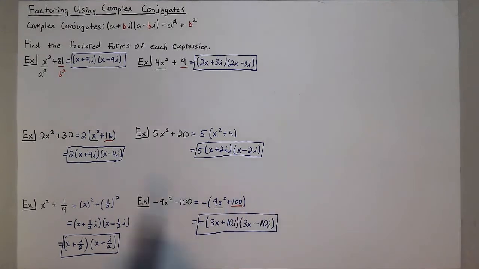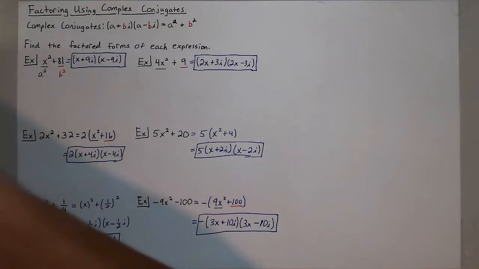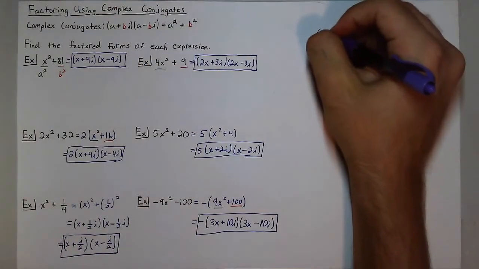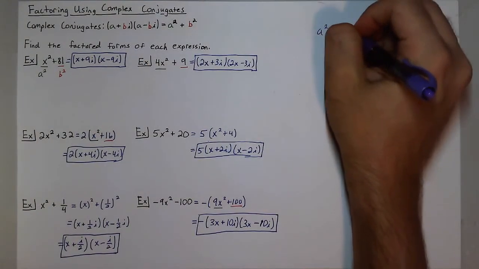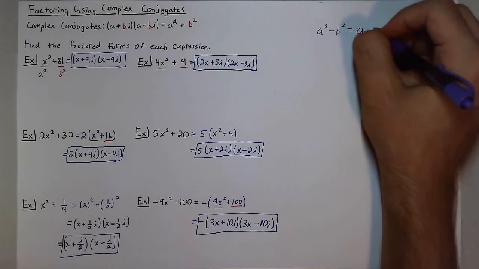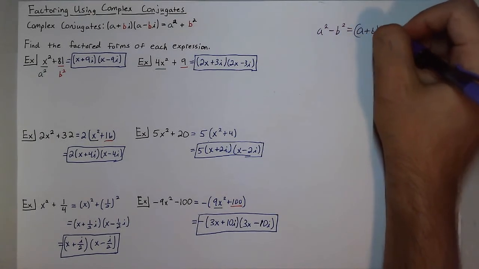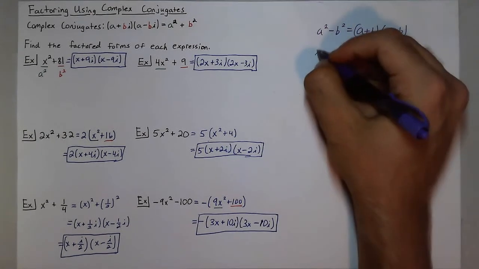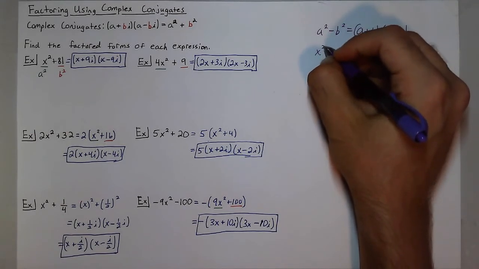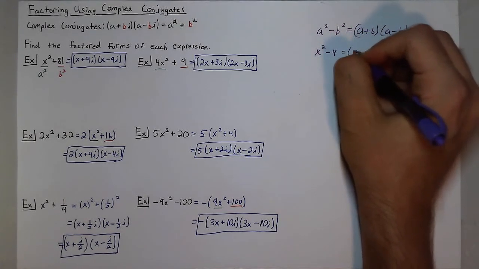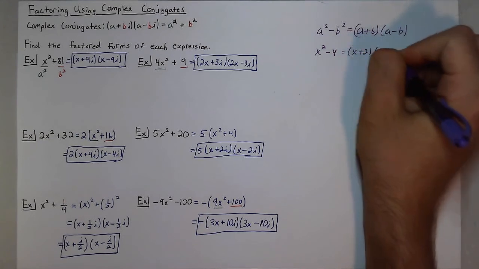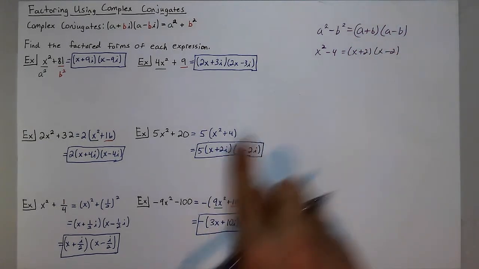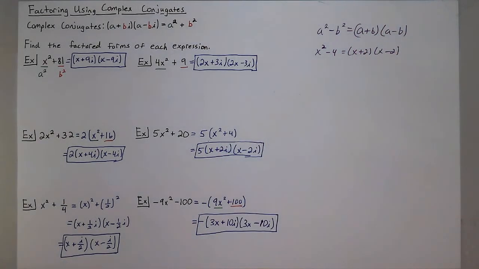So you'll see the similarity to difference of squares is that instead of having just a plus b times a minus b, like you would see with x squared minus 4 would be x plus 2 times x minus 2, we just now include an i in that factorization instead. So very similar techniques. And that is how you factor using complex conjugates.